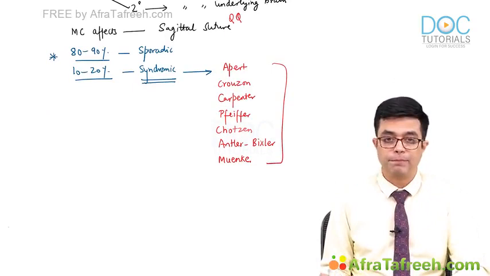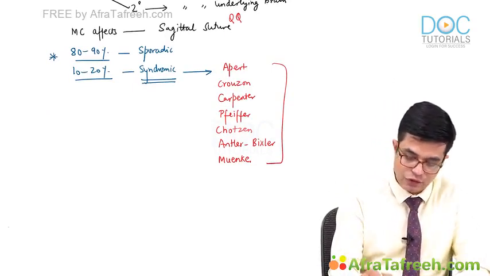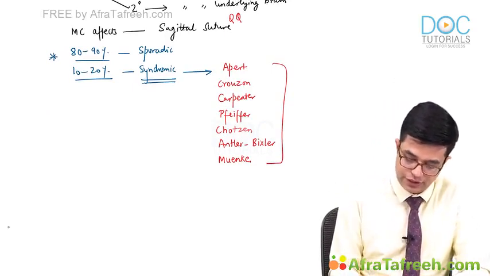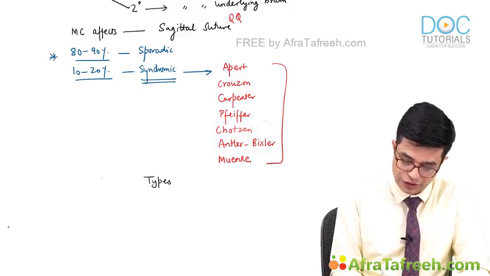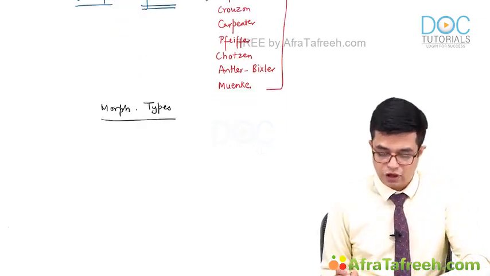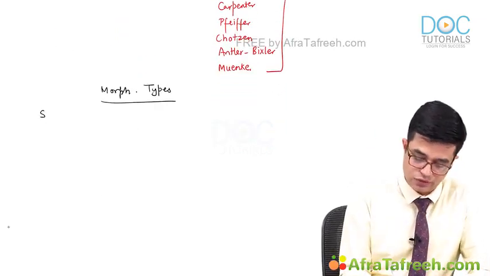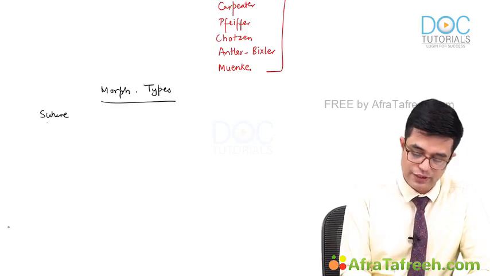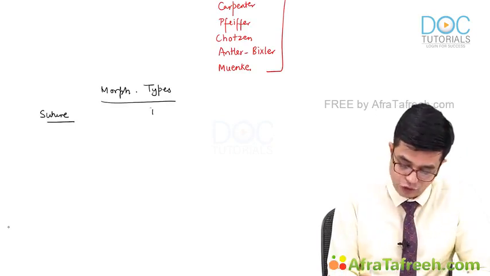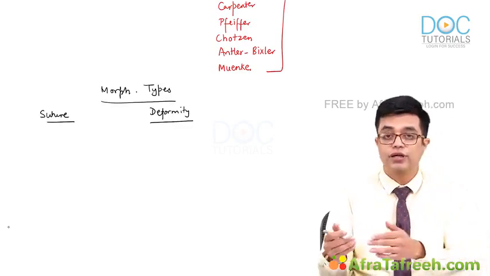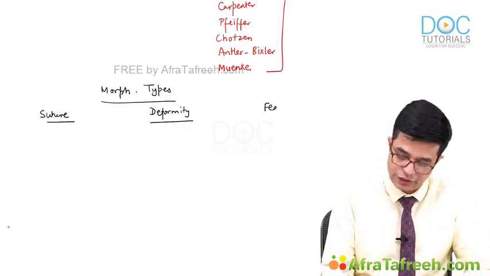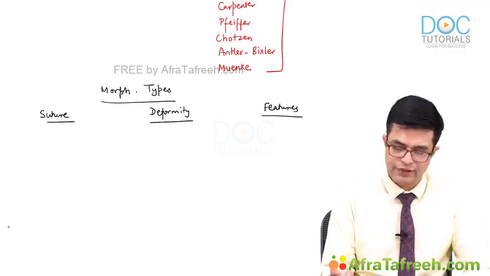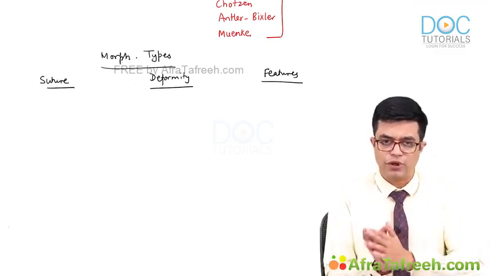Let us form a small table related to the various morphological types of craniosynostosis. On one side, we will write the suture which is involved. In the middle, we will write the deformity which is produced because of that suture getting involved early, and what are the features that you need to remember. They will be potential MCQ one-liner points.